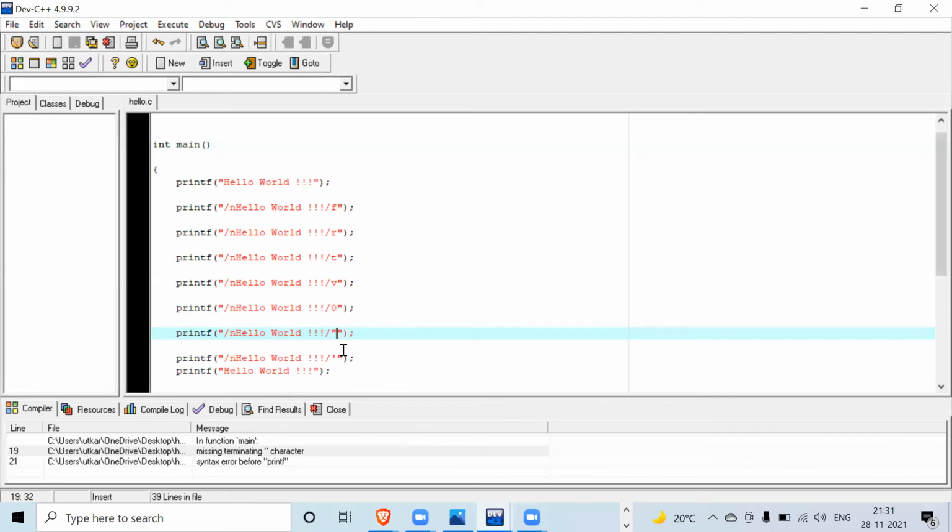Can anyone locate what is wrong here? Slash direction is wrong. Which one? No, slash should be this direction only, I think. Backslash is, it's backslash, right? Okay, I'll just remove this one. We will see if there is any more error here.